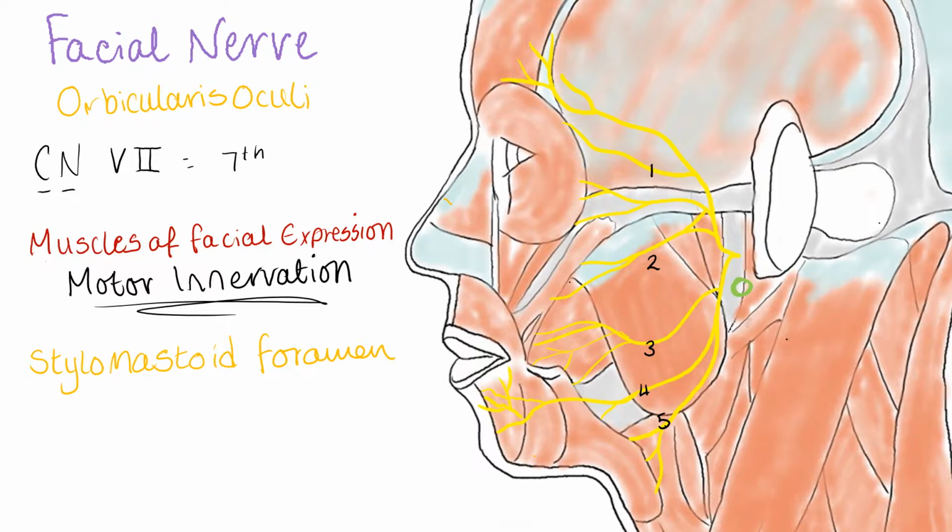So this diagram has got lots of muscles on it, and these are the muscles that we're going to be going through. But in this video, we are just going to be focusing on, I'll mark it in blue, number 2, which is the zygomatic branch of the facial nerve. So we're going to be focusing on this branch right here.